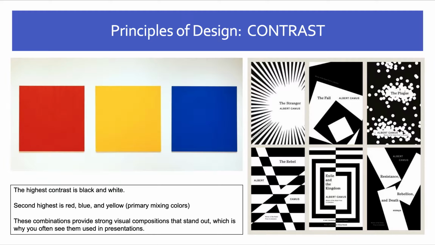The second highest form of contrast is actually red, blue, and yellow put together. Those are the primary mixing colors for not ink, but like paint. Now it also works for ink, it also then works with cyan, magenta, and yellow. Those pop too. And so they provide very strong visual compositions that stand out, which is why you see them used in presentations.